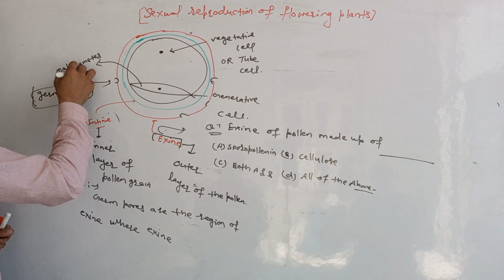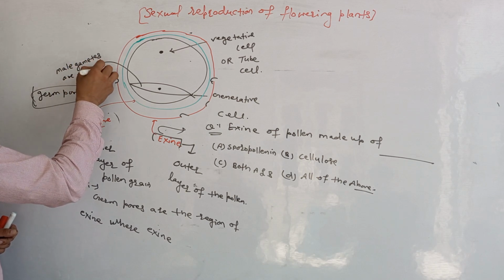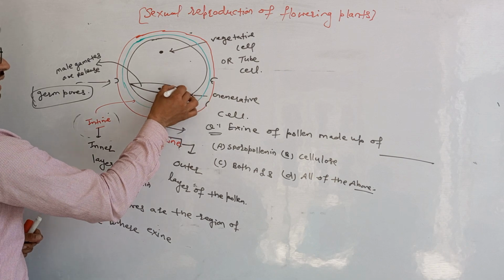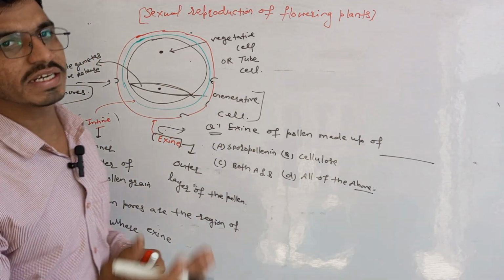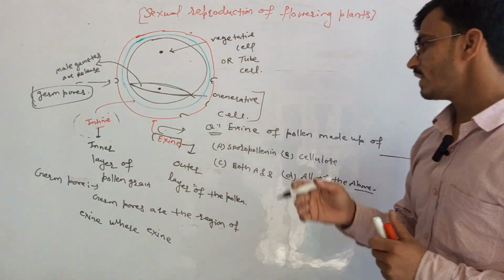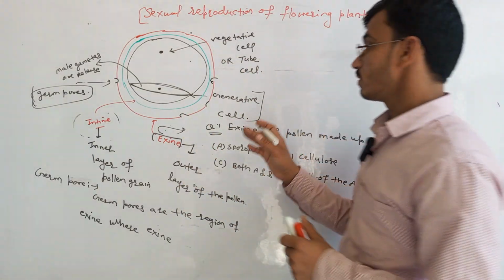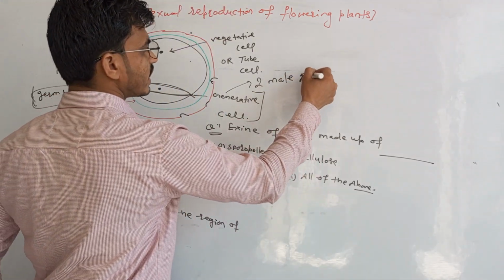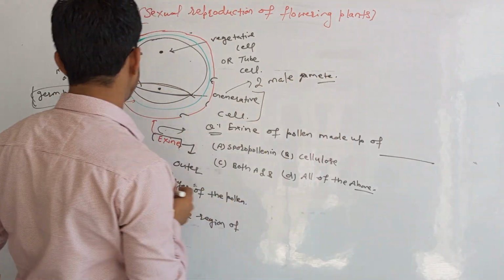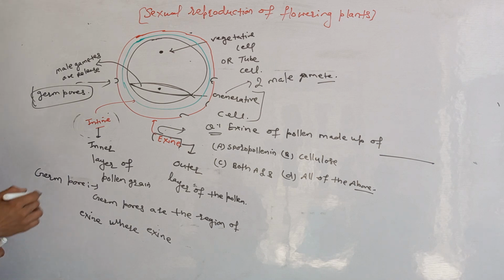The male gametes are released because they are formed inside the generative cell. Generative cell means it generates something. What does it generate? It generates the two male gametes, so it is named the generative cell. And the exine-free pores are known as the germ pores.